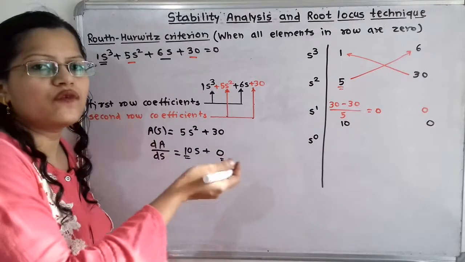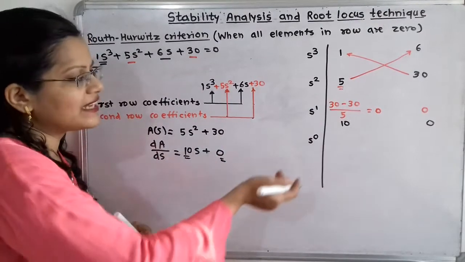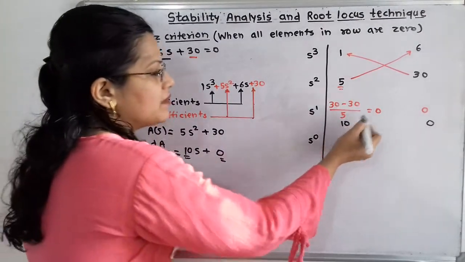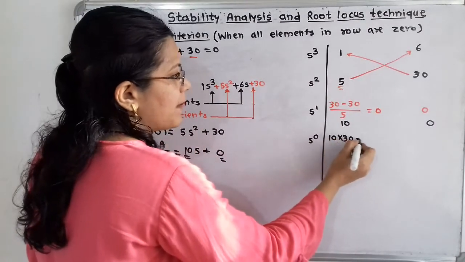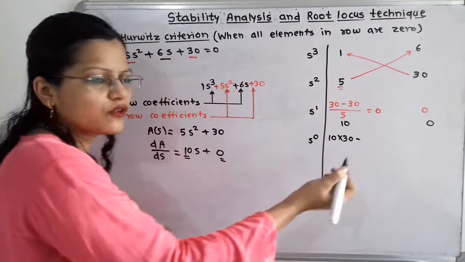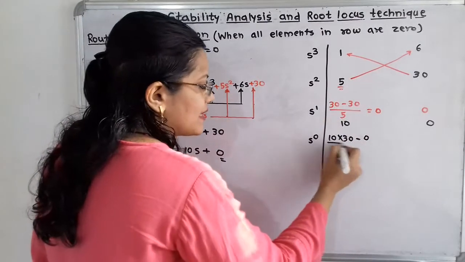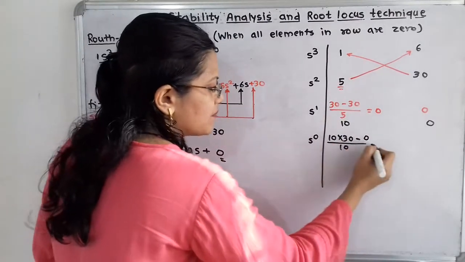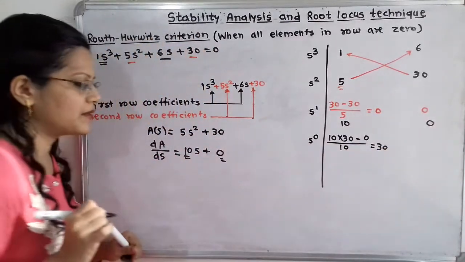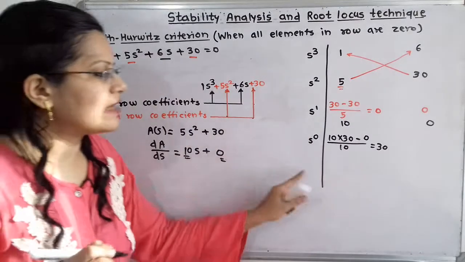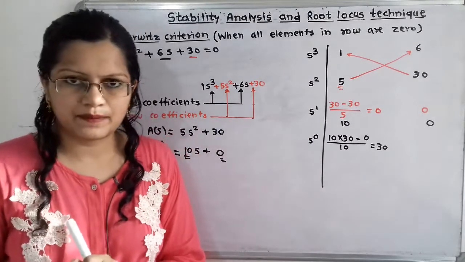So now we can move on to the next calculation. For the next calculation, again 10 multiplied by 30 minus 5 multiplied by 0, that is 0, and divided by 10. So here the answer will be 30, because 10 is getting cancelled. In this way this calculation is getting completed.